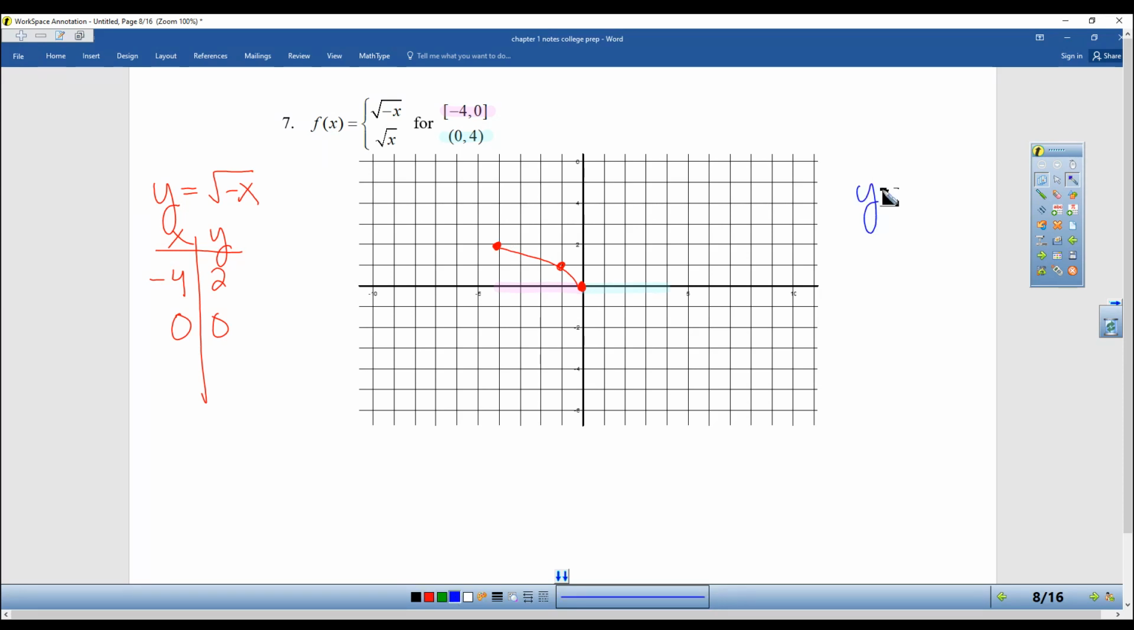On the blue one, it's just our traditional square root function. So I'm not going to make a table because I know this one by heart. It's an open circle. Do not try to draw an open circle over the closed one. Rock, paper, scissors, closed wins, so just don't draw it. But I do want an open circle there at the end. Square root of 4 is 2. So I start at 0, 0, 1, 1, 4, 2. It looks like that.